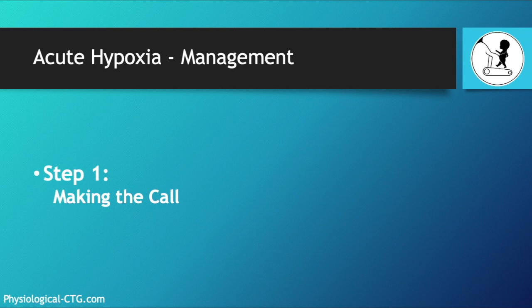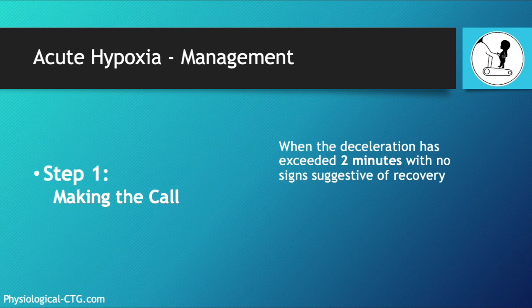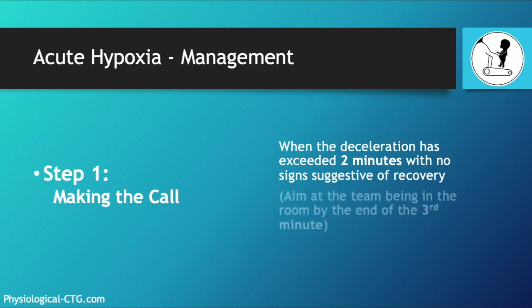If the deceleration has exceeded 2 minutes with no evidence of recovery, you need to start your conservative measures, turning her onto her side, stopping the syntocinon infusion. If you are reaching the 3rd minute, you need to pull the emergency alarm. You are aiming for your team to be in the room by the end of the 3rd minute. This obviously applies to the fetus that has previously shown normal variability and cycling.